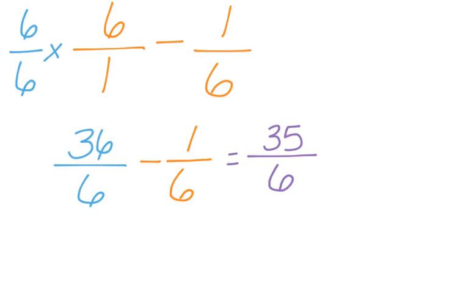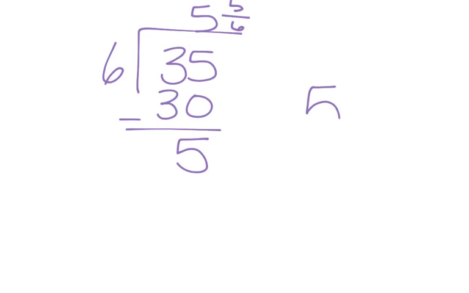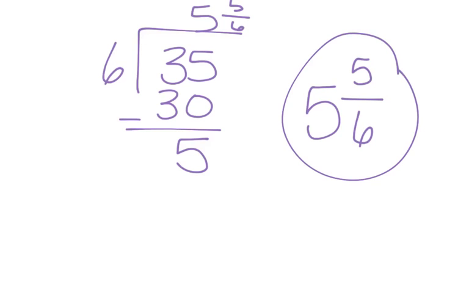You're going to change this improper fraction into a mixed number. So 35 divided by 6, 5 times 6 is 30. 35 minus 30 is 5. Your remainder becomes your numerator. Your divisor becomes your denominator. Your answer is 5 and 5/6.